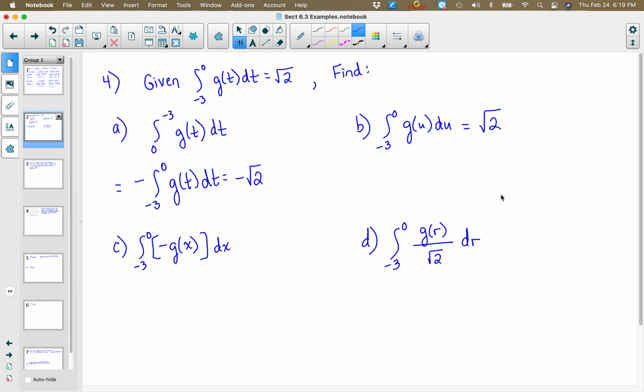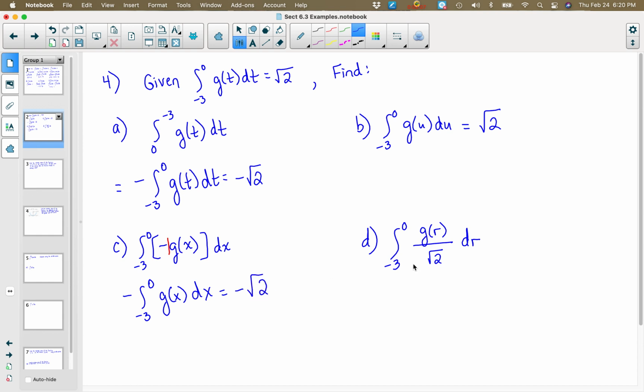Then on part C, what's changed? Well, we have a constant. This is like having a -1 here. So I can think of that like a -1, and then I can actually pull that out. And then we're just going to get negative the square root of 2.